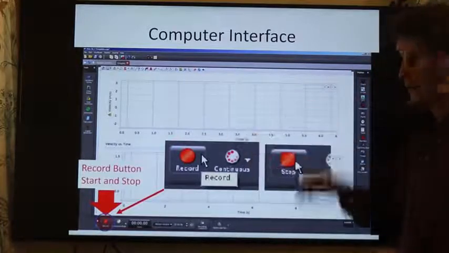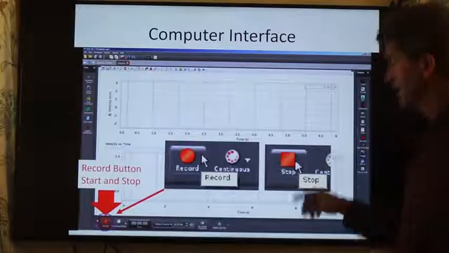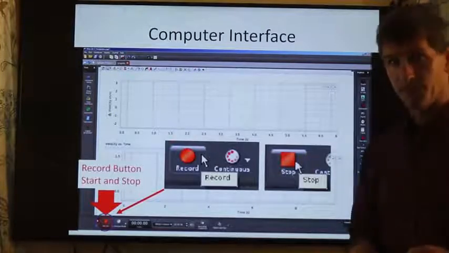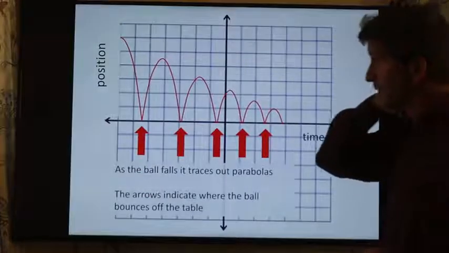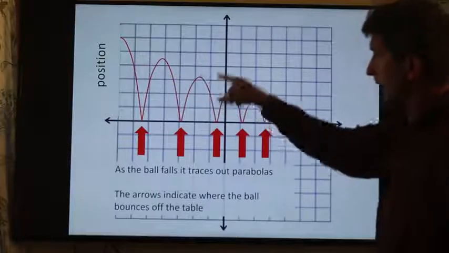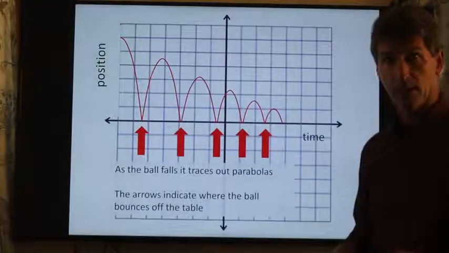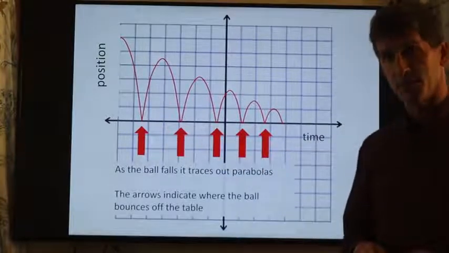Once you have enough bounces, I guess you'd say, you'll hit the stop button, or if the ball rolls off the table, you hit the stop button. And basically, if we graph position as a function of time, this is what the ball should look like as it's bouncing off the table. Little parabolas, right?